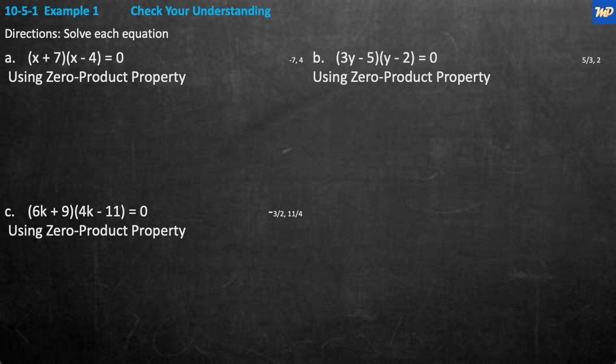Okay, let's get going. Let's do problem A. So using the zero product property, it says the quantity x plus 7 times the quantity x minus 4 equals 0. So that tells us that either one of those terms, either binomial, must be equal to 0 for this expression to be 0, all right? So we're going to go ahead and try and solve. Let's find out what the values are for x.